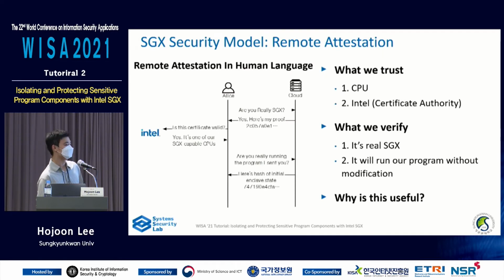All right, so instead of going into the detailed cryptography, I'm just gonna give you the remote attestation steps in human language. It starts with asking the cloud, are you really SGX? You get a proof signed by the architectural enclave, and then you present it to Intel's CA server. Intel will tell you if it's one of their SGX-capable CPUs whose keys are issued by Intel themselves. So that's how you know it's real SGX.